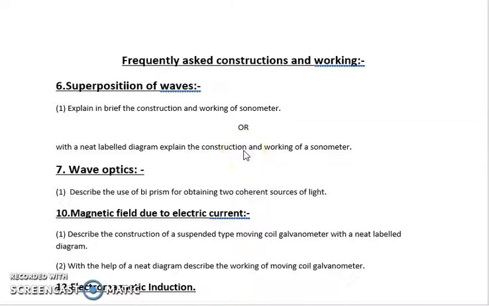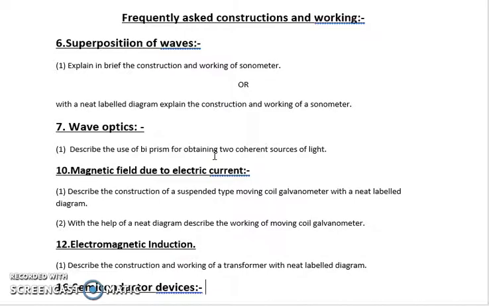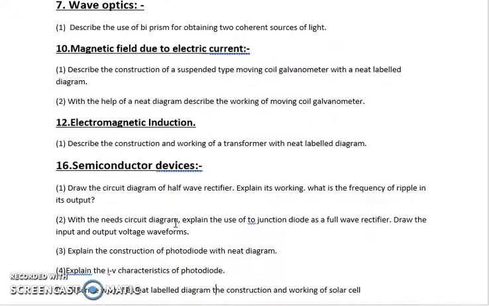Hello students, in this video we are going to see the frequently asked constructions and working questions and answers in the case of the physics paper for the HSC examination. This is a question bank which you can refer to for your board examination. These are some of the questions. Kindly go through the questions and refer to them to gain good marks and practice for your board examinations.